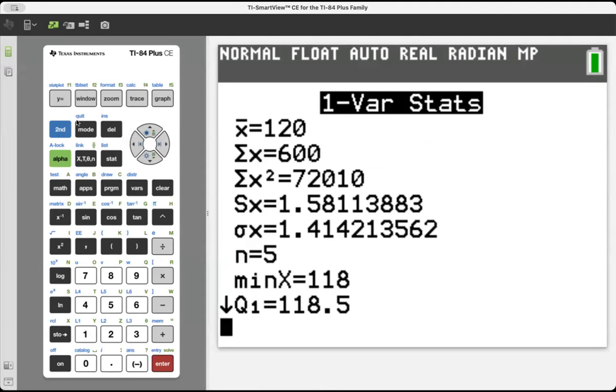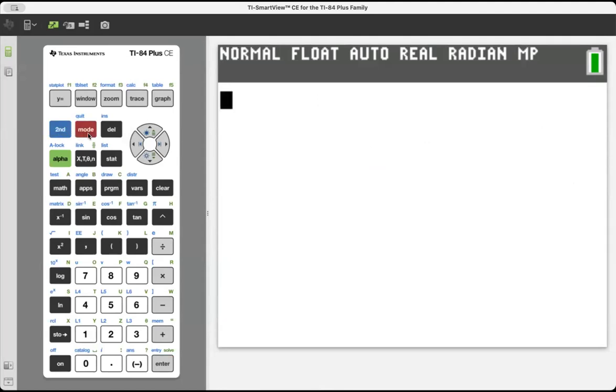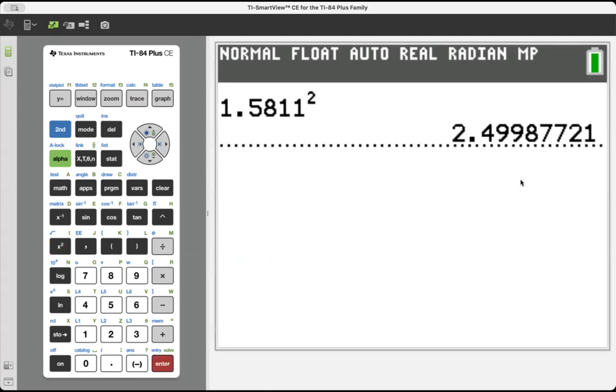So I'm going to go to my home screen by quitting this screen. I'm going to remember my sample standard deviation, 1.5811. And there's this key right here. It is to the left of the comma, x squared. If you put that in after your standard deviation and hit enter, it will square it for you. And we are also going to round this number. If we had to find the variance, this is it, 2.499, and we're going to round this 8 up to a 9, 2.4999.